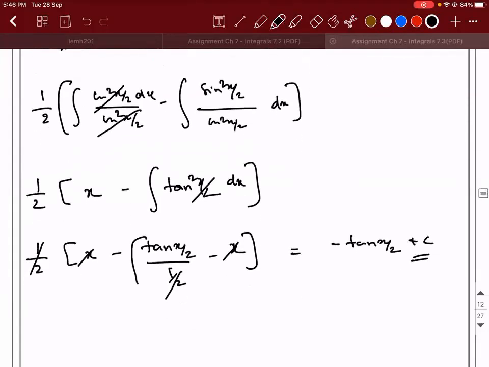Oh, sorry. Wait. This is half, this x minus of minus x. No, this will become 2x. So 2x minus tan x by 2, the whole divided by 2. This is the answer.